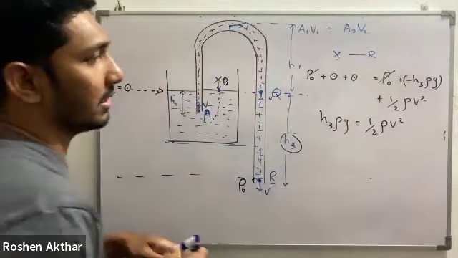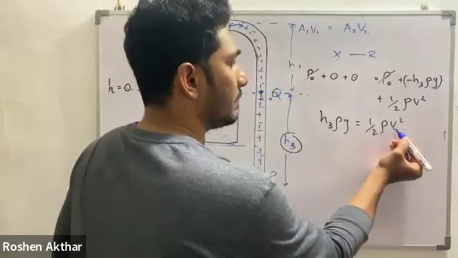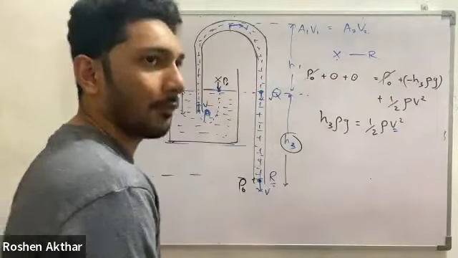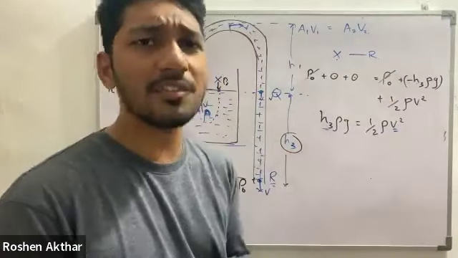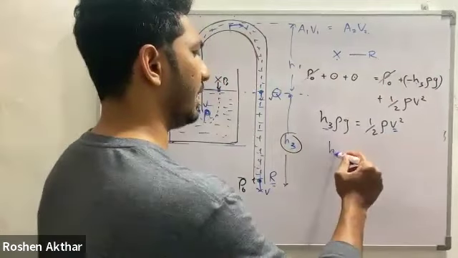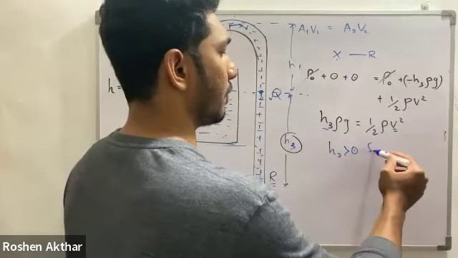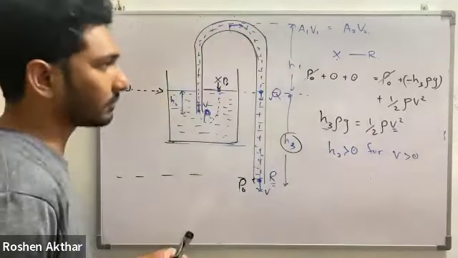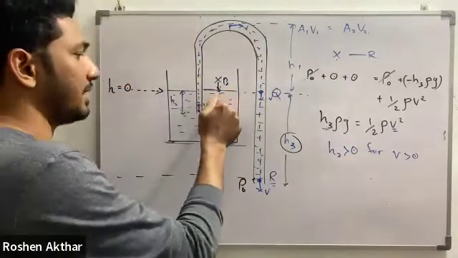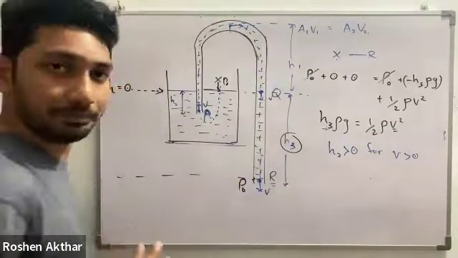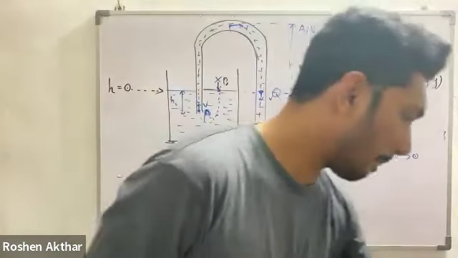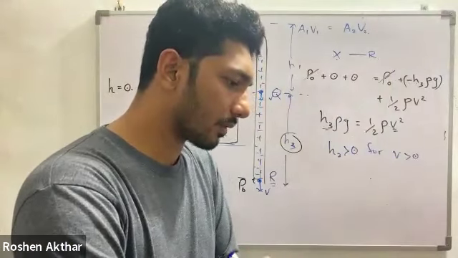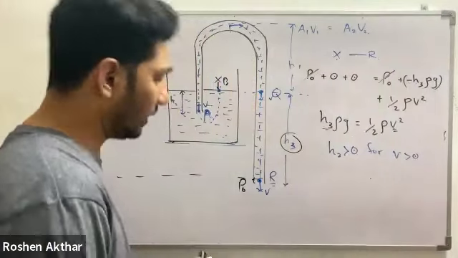So can you see, for the velocity to be a non-zero value, which means the water to come with some velocity, H3 should be greater than 0. It cannot be 0. So H3 should be greater than 0 for V to be greater than 0. Okay, note it down. I have applied Bernoulli from this level to this level.